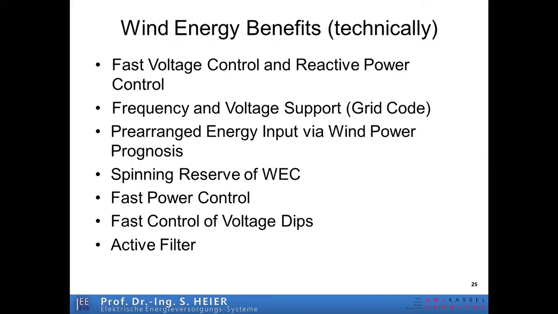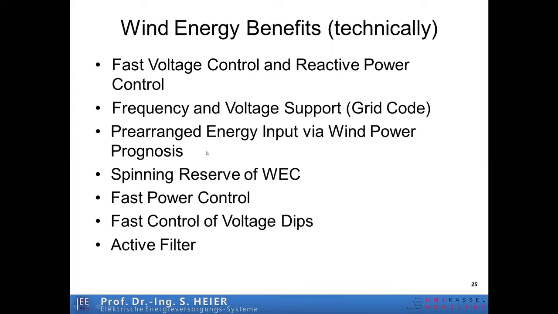So, let us come to the last point, the wind energy benefits you see: that we have a fast control and reactive power control possible. The frequency and voltage support must be fulfilled in the grid code, and prearranged energy input via wind power by wind prognosis.